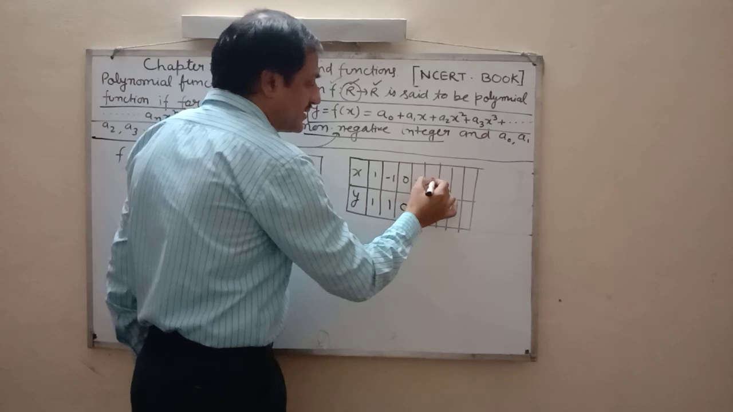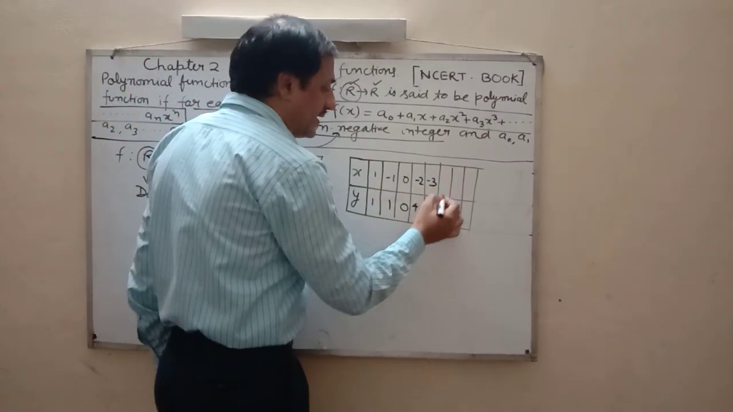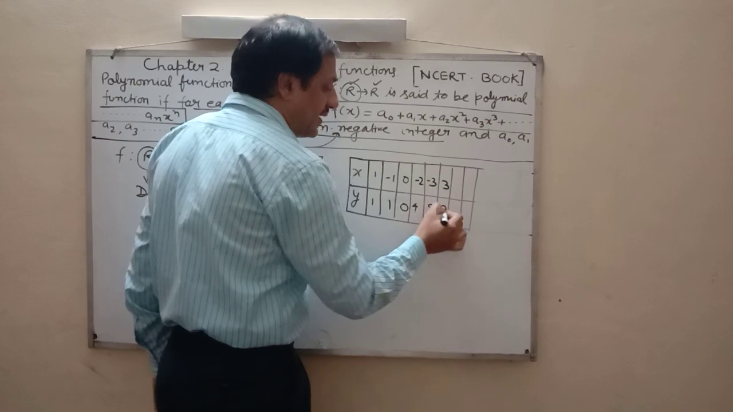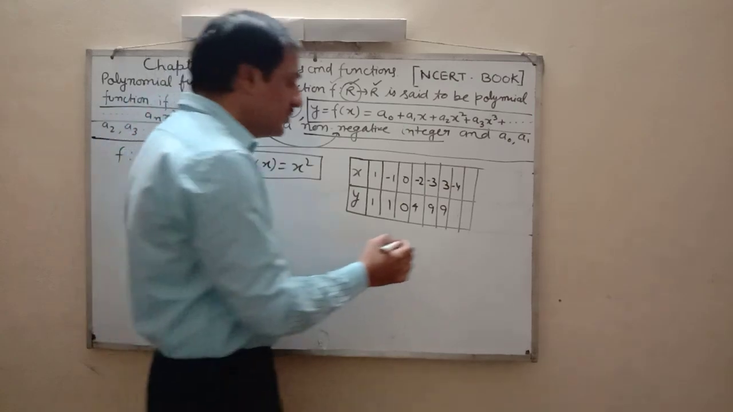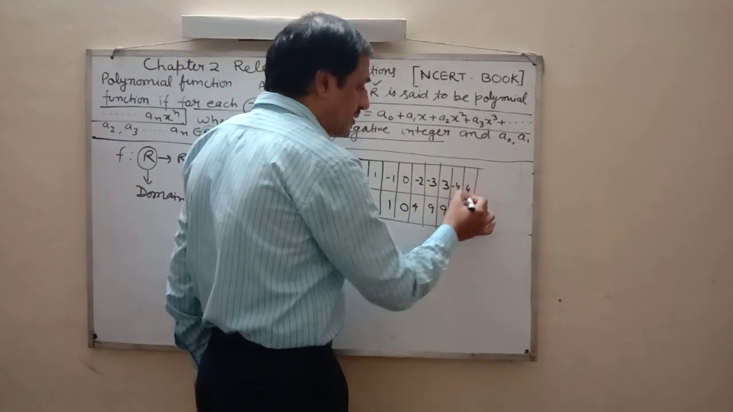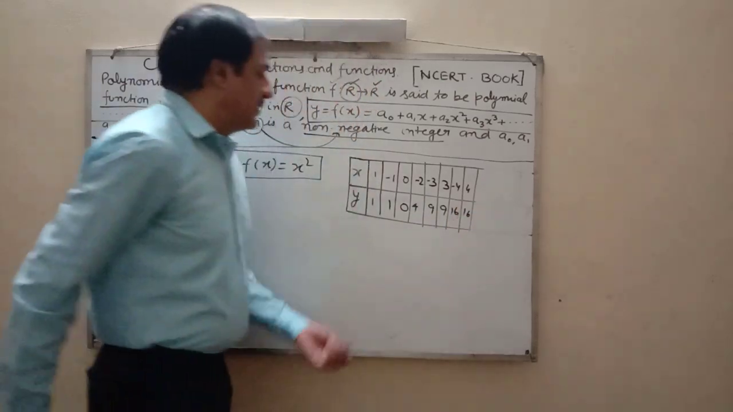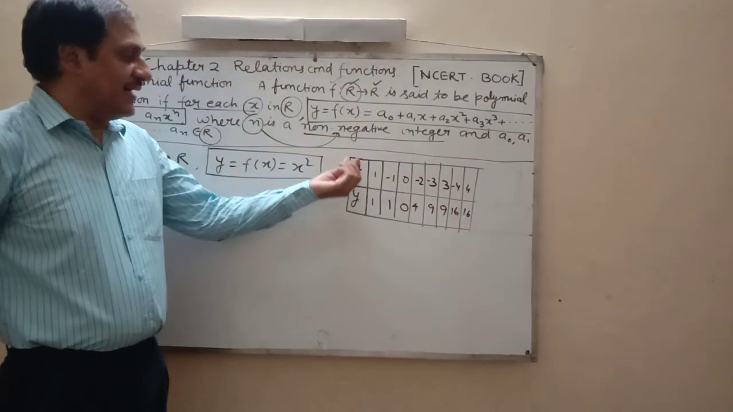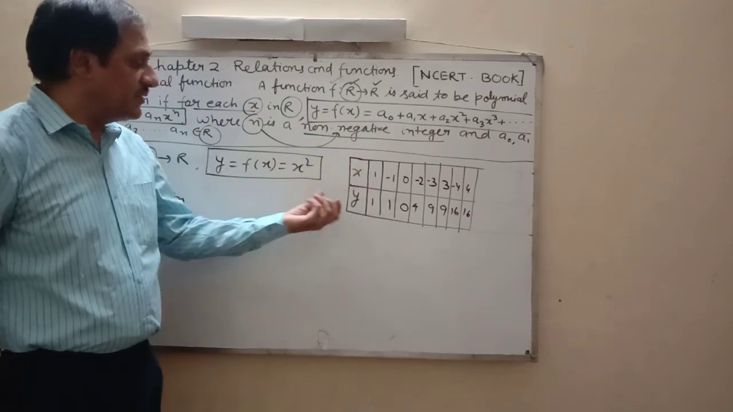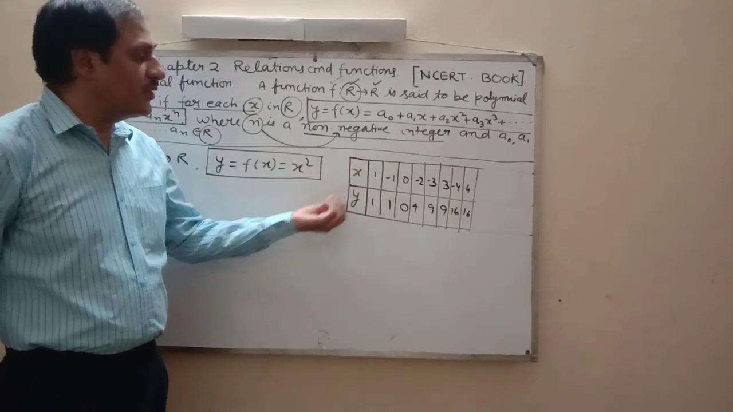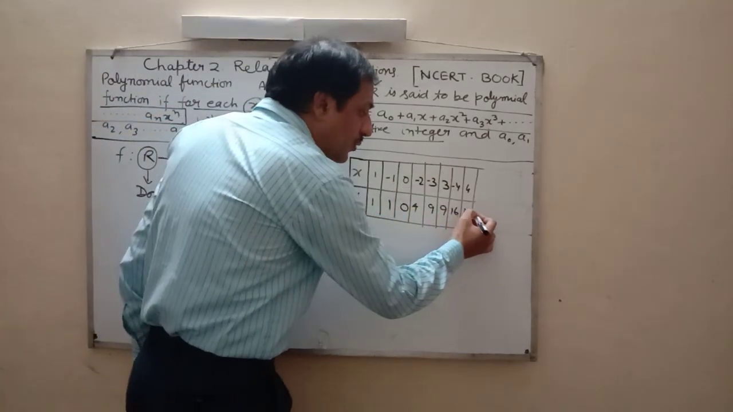If x equal to minus 3, the value of y will be equal to 9. If x equal to 3, the value of y is 9. If x equal to minus 4, y is equal to 16. If x equal to 4, the value of y will be equal to 16. Here the value of x is either negative or positive, but the value of y will always come out as a non-negative real number.